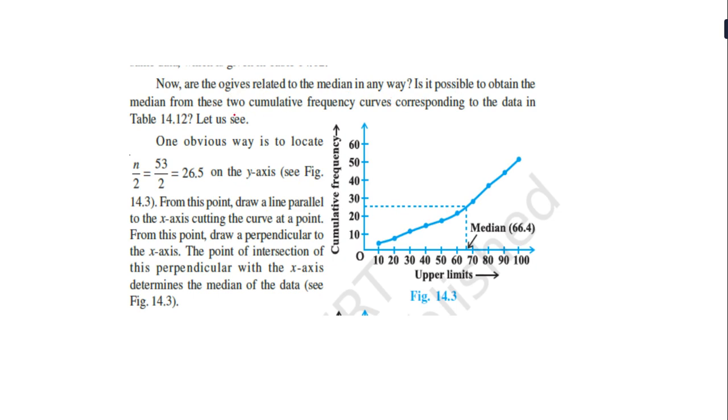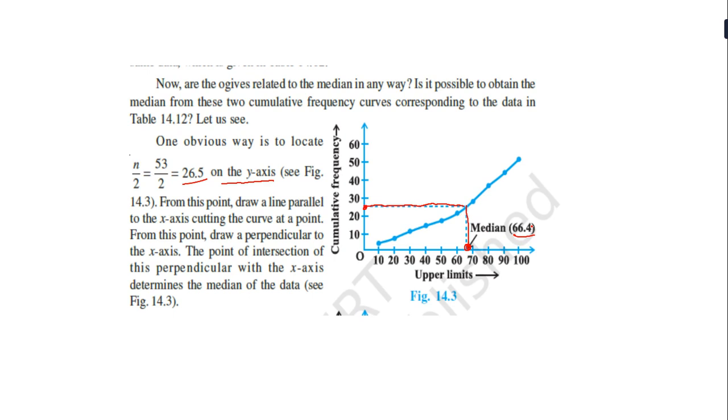It is possible to obtain the median from the cumulative frequency curve corresponding to the data. Yes, we can. So now 26.5, we have to see it on the y-axis. On the y-axis, where 26.5 is, from there we draw a straight line, and then whatever comes, that is your median. Median is always from the median class, between the median class. So 66.4, that is our median.